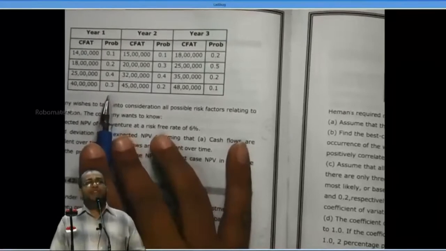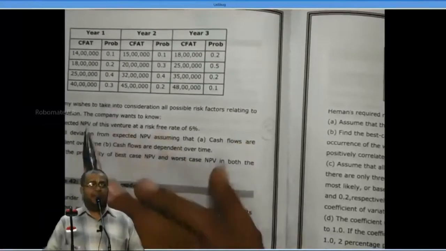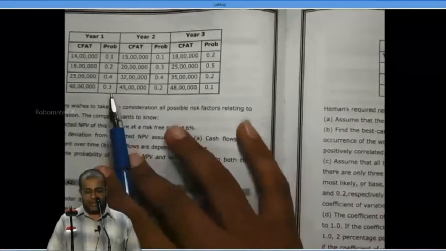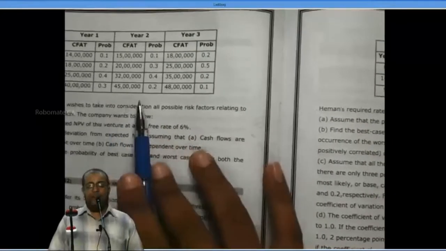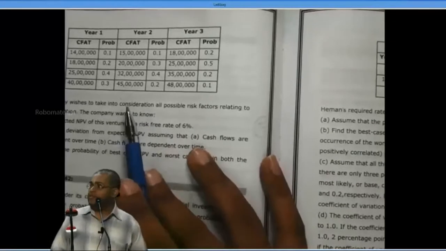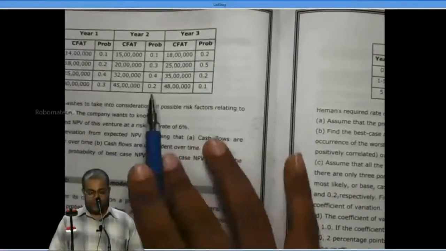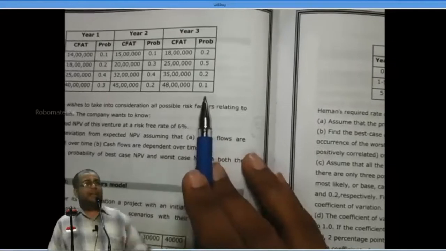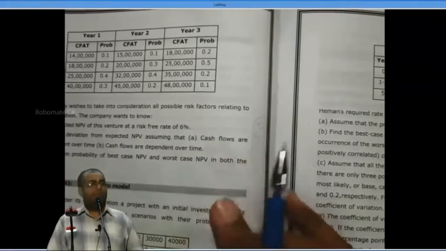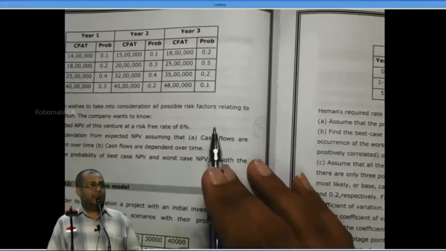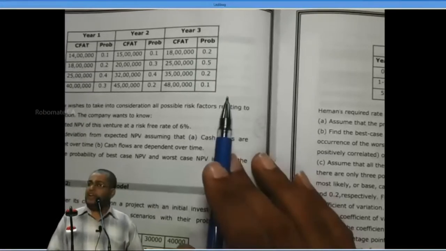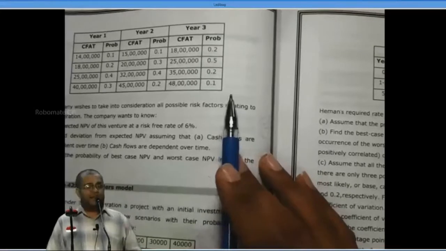Go to the second branch. Cash flows are independent. Tell me, what is the probability? 0.3 into 0.2 into 0.1. Tell me the number. 0.006. The probability is 0.006. Everybody understanding it or not? Next, last step. Step number 7 or 8? 8.